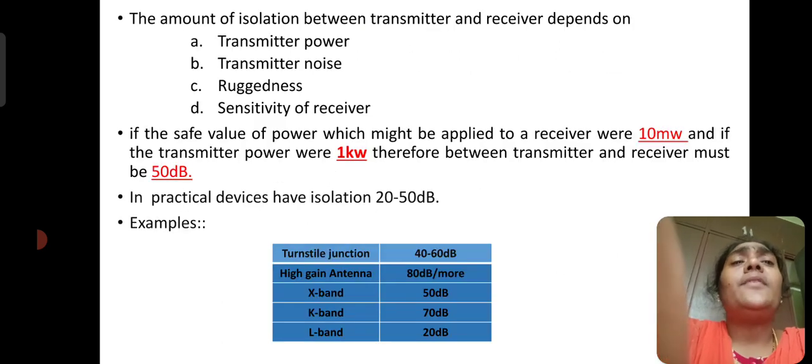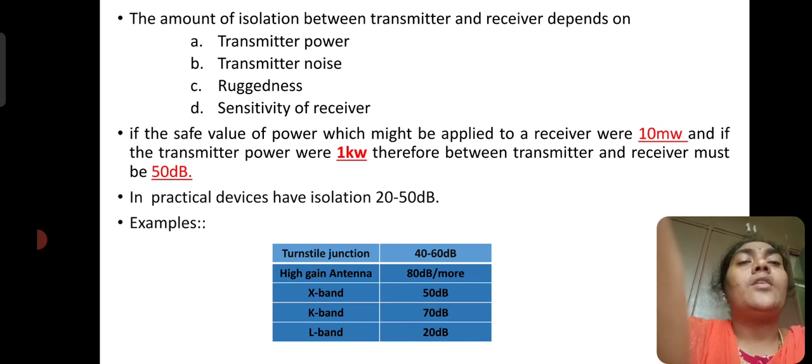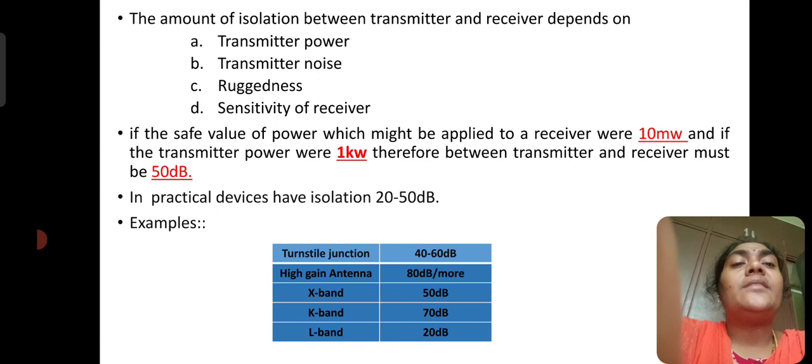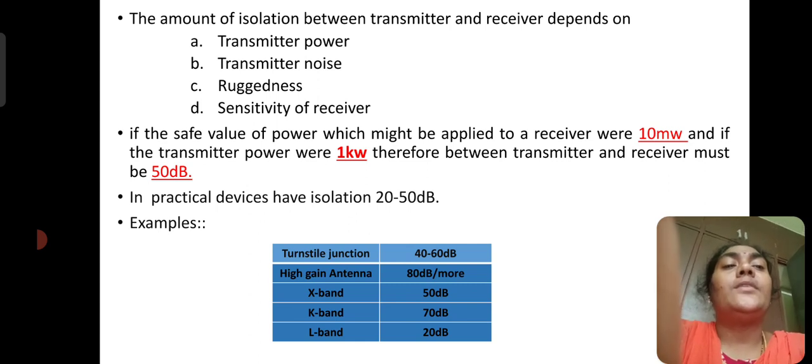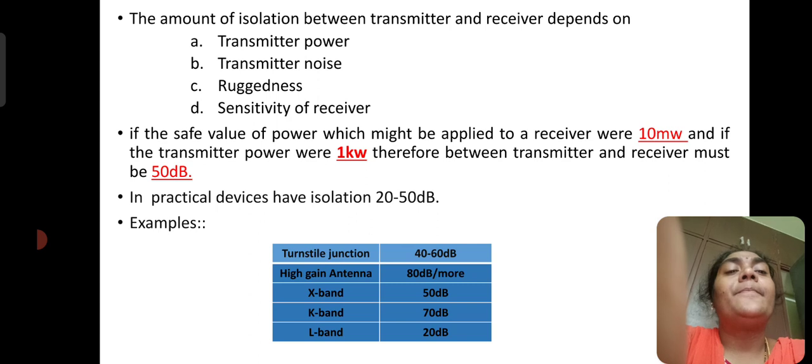The amount of isolation between transmitter and receiver depends upon the transmitter power, transmitter noise, ruggedness, and sensitivity of the receiver. If the safe value of power which might be applied to the receiver were 10 milliwatts and the transmitter power were 1 kilowatt, then the isolation between transmitter and receiver must be 15 dB. Practical devices have isolation of 20 to 50 dB. Examples: crystal 40 to 60 dB, high gain antennas 80 dB, X band 50 dB, K band 70 dB, and L band 20 dB.